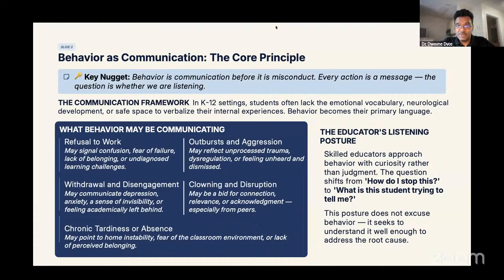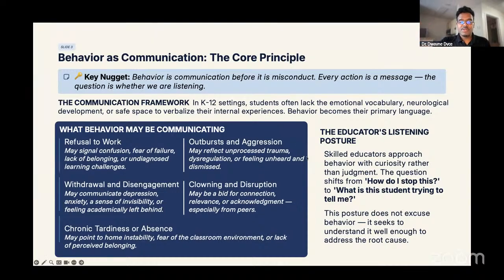So we need to, back to the word, connect. We need to connect with the students. So this is the listening posture of the educator. How do we approach this? With a listening posture. Skilled educators approach behavior with curiosity rather than judgment. The question shifts from how do I stop this to what is this student trying to tell me? That's what we need to ask. What is the student trying to tell me?